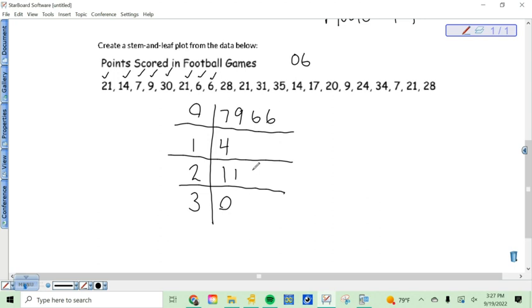And then 28 goes right here. I just write the 8. Just write that 1 on 21. Just write the 1 for 31. Just write 5, 14, 17, 20. Sean, is it making sense? Yeah. 9.